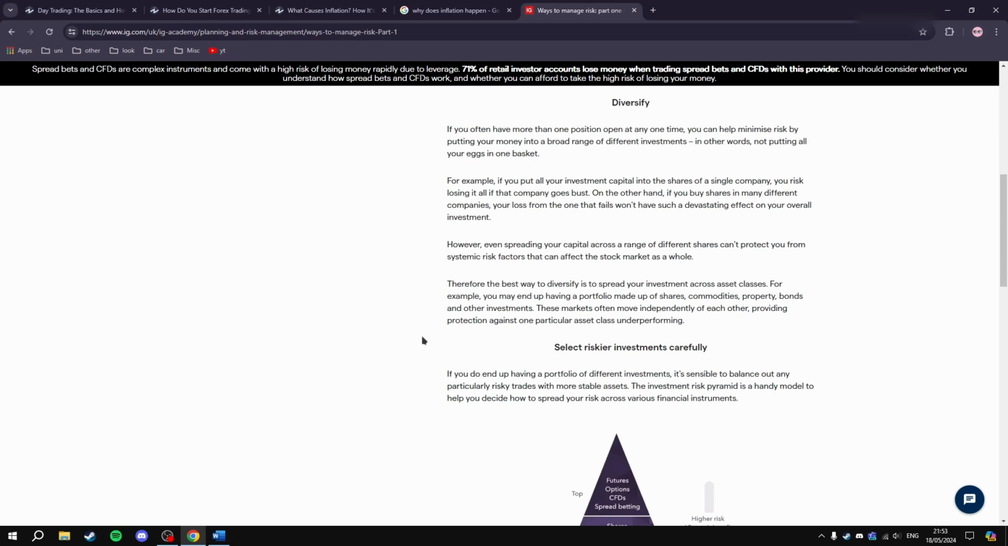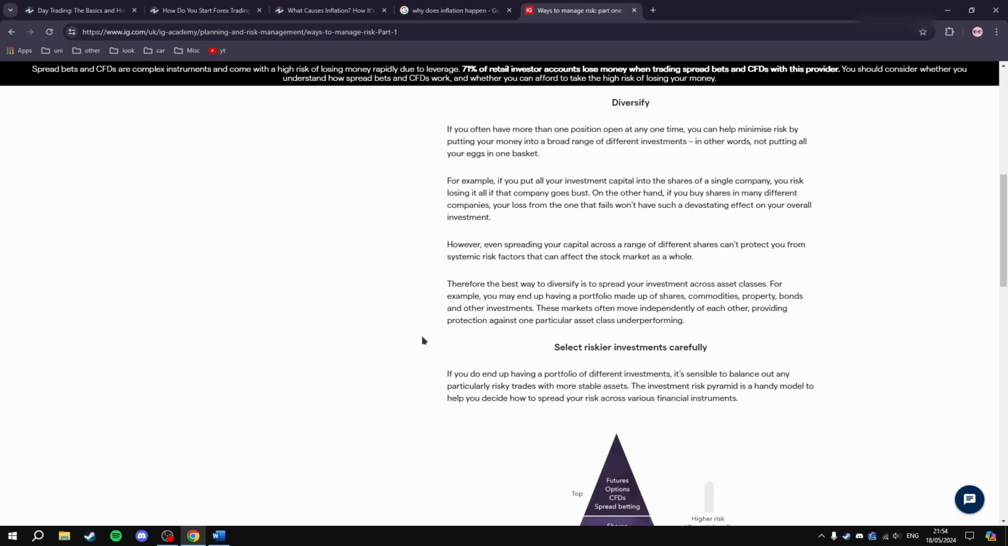If you often have more than one position open at any one time, you can help minimize risk by putting your money into a broad range of different investments. In other words, not putting all your eggs into one basket. For example, if you put all your investment capital into the shares of a single company, you risk losing it all if that company goes bust. On the other hand, if you buy shares in many different companies, your losses from the one that fails won't have such a devastating effect on your overall investment.